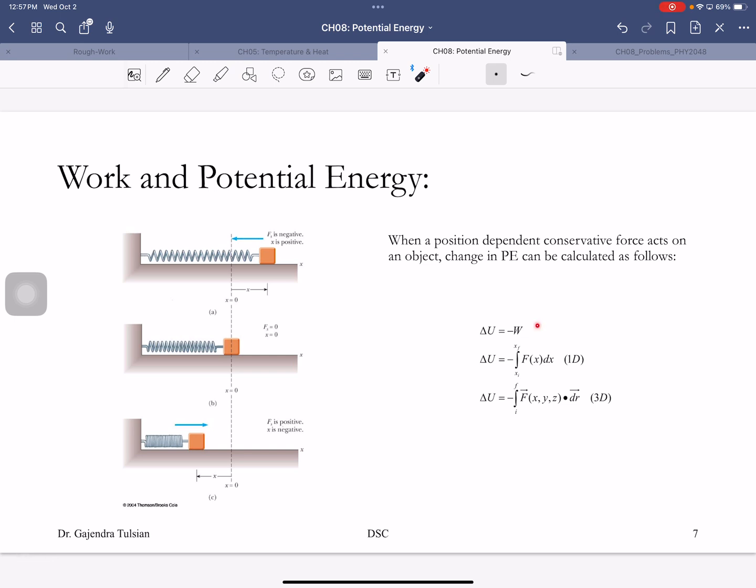So this is work done by conservative forces: negative of change in potential energy, or change in potential energy is negative of the work done. In 1 dimension, that's the case. In 3 dimensions, the work done by that force would be this line integral. We'll do everything for the 1-dimensional case, and then we'll generalize to 3 dimensions.